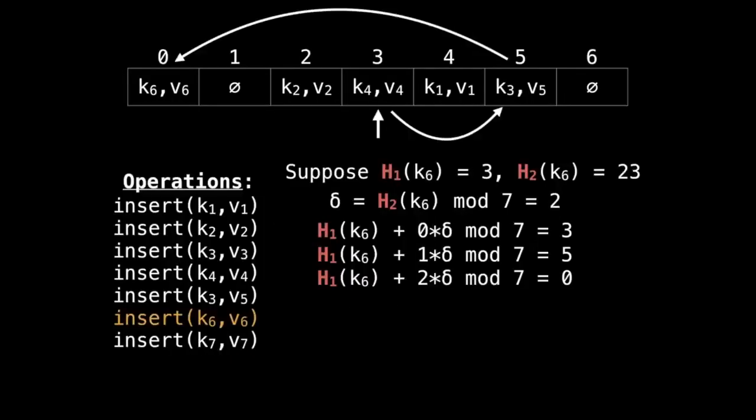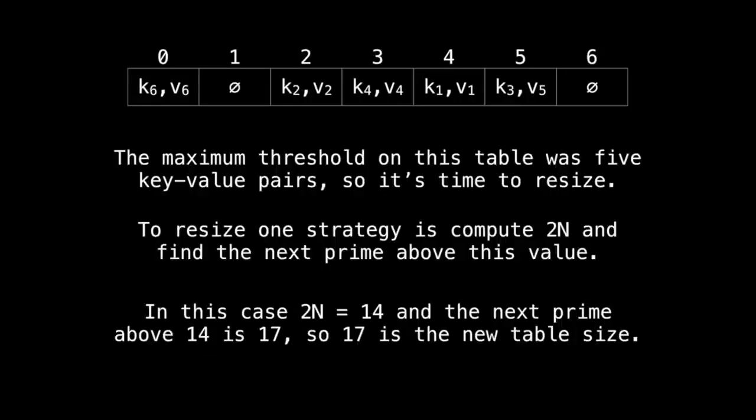So notice that we've actually inserted 5 elements, so it's time to resize and grow the table because we've reached the maximum threshold. So one strategy when we're trying to resize the table with double hashing, because we need to keep our table size to be a prime number, is to double the table size and then find the next prime number above this value. So in our case, when we double, we get 14, and the next prime number above 14 is 17. So 17 is going to be the new table size.